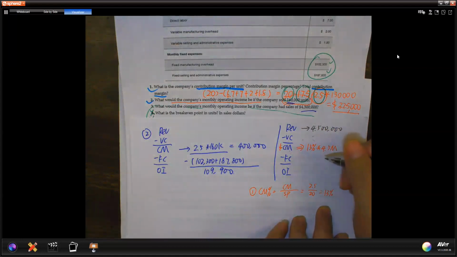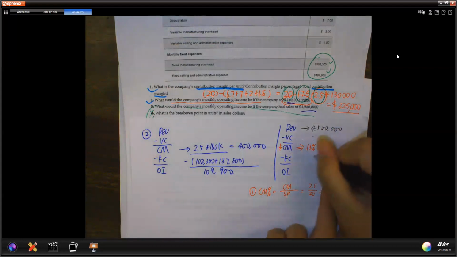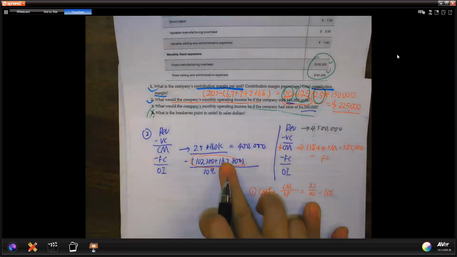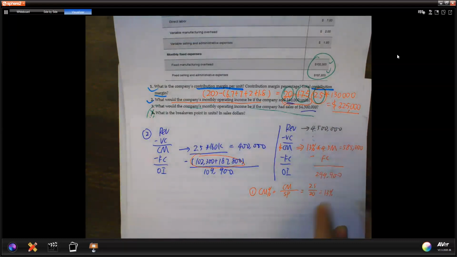So that is 585,000. And then we still minus all the fixed cost. I'm not going to write it there, but you minus all the fixed cost. You should be able to get your operating income, which gives me the number of 294,900. So this is the first method, right?